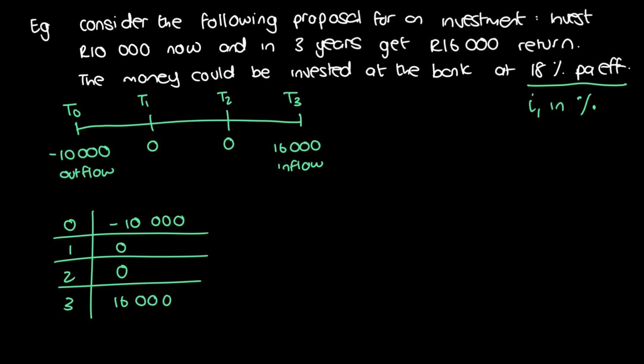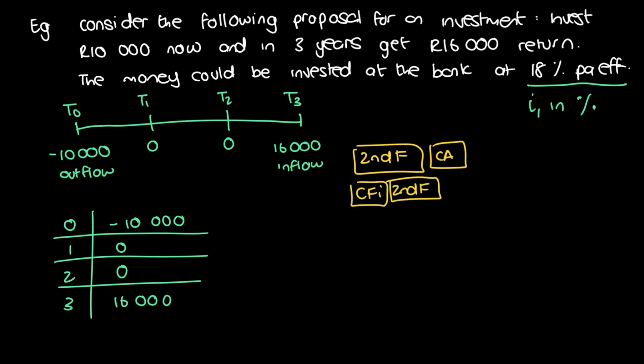Now, in our financial calculator, we are going to, step 1, always clear everything. So we're going to have second function, CA, and then we're going to clear our data tables from the previous questions. So that's CFI, second function, CA. So like all things in our financial calculator, we just clear information from previous calculations.